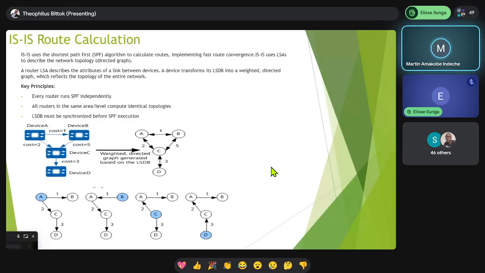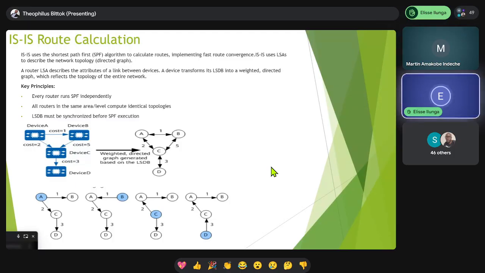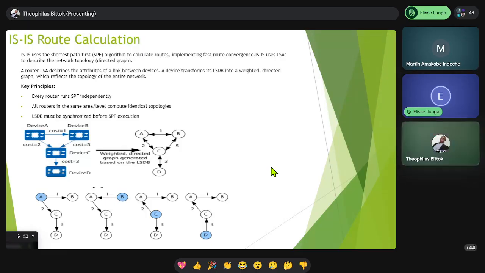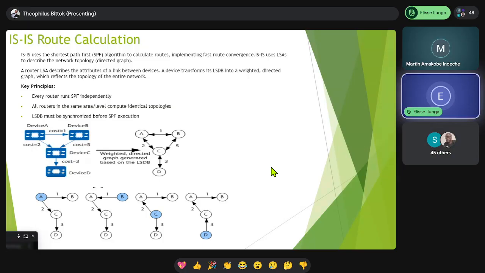Okay, I think Elisa, you have something else. I see your hand is up. Yes, Martin. I just want to ask the lecturer, is it possible if there can be a session just for how to calculate the system ID of ISIS? Is it possible to have that kind of a session, Martin?